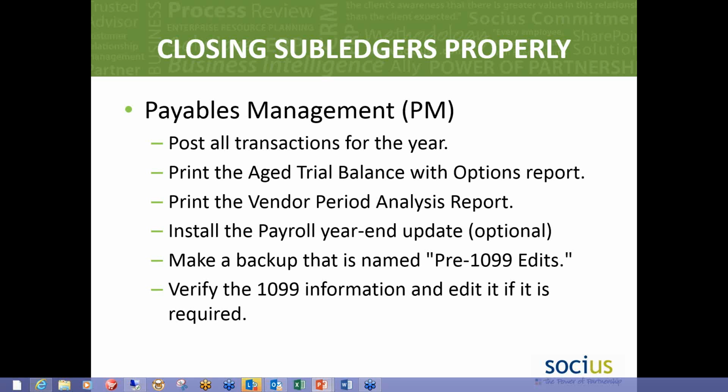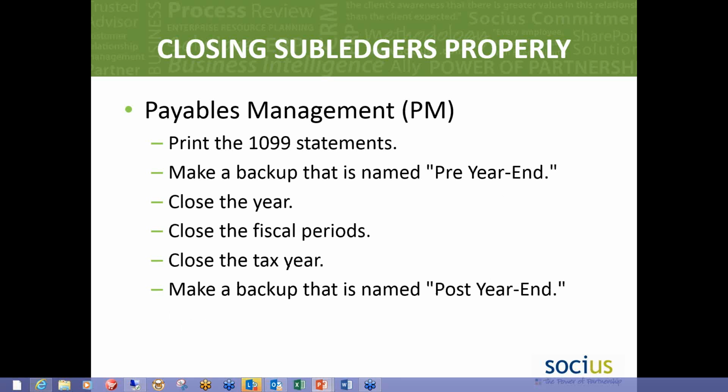You can make a backup that is named pre-1099 edits, and then you verify the 1099 information and edit it if it's required. So again, you don't have to print your 1099s right at the end of the month, right at the end of December, because the 1099 functionality is not date sensitive, and you will be able to pick the year that you'd like to print 1099s for.